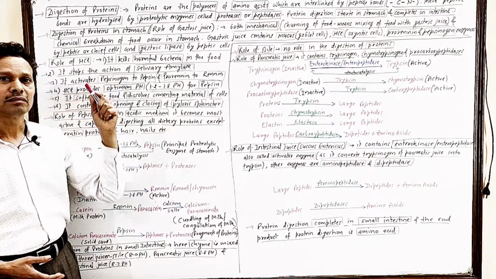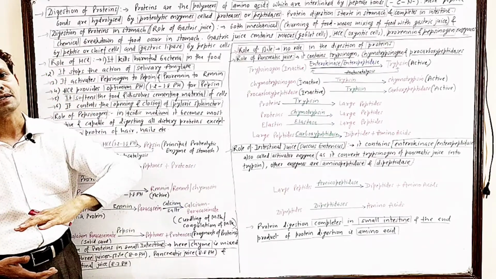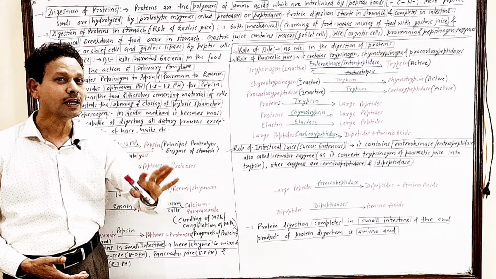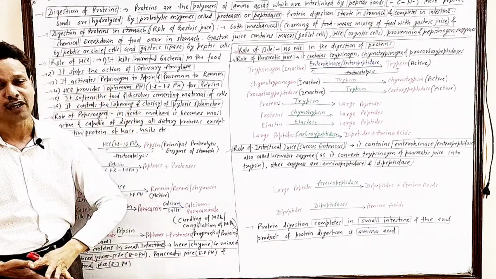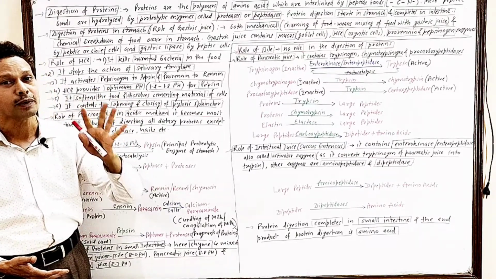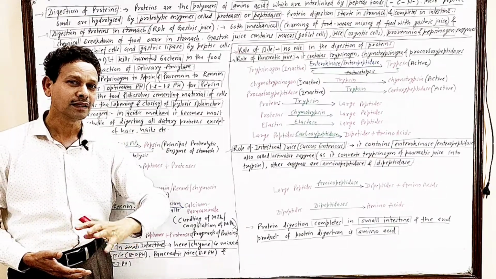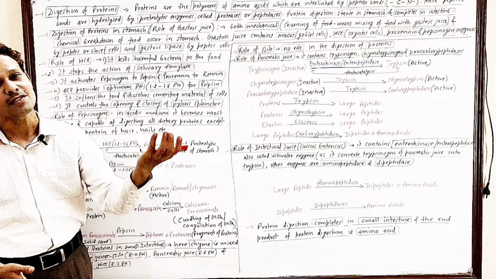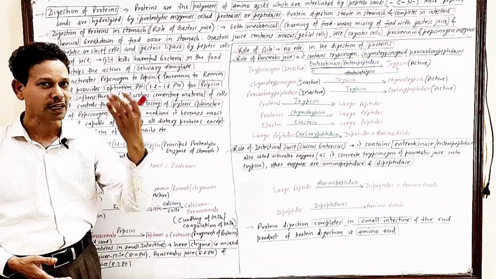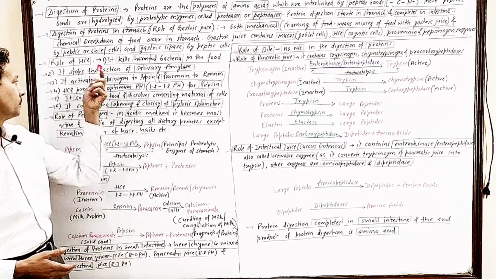This HCl stops the action of salivary amylase. In our last lecture we have discussed salivary amylase remains functional in our pharynx, in our food pipe, as well as in stomach up to 30 minutes, and after 30 minutes it gets destroyed by HCl. It means the important role of this HCl is that it stops the functioning of salivary amylase.